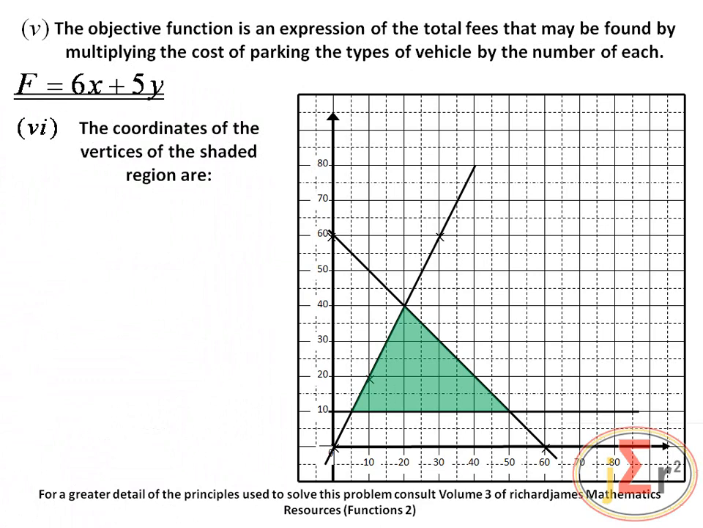The coordinates of the vertices of the shaded region, we need to find those also. So no problem identifying them. We have that first one. That first one is 20, 40. Do not forget that writing down coordinates, we use the x values first. We still have students writing y values first. The other one, right there, we have 50, 10. And finally, we have 5, 10.